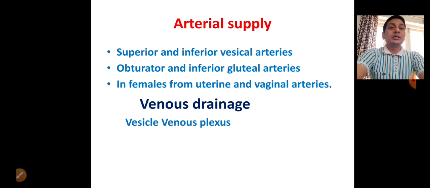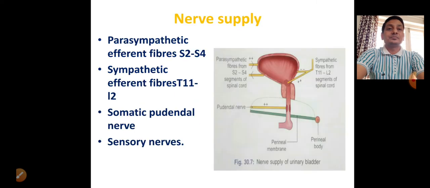Then blood supply: superior and inferior vesical arteries, then obturator and inferior gluteal arteries. In female, also from the uterine branches of the uterine artery and vaginal arteries. Venous drainage is into the vesical venous plexus. These are the arterial supply: the superior and inferior vesical arteries, obturator and inferior gluteal arteries, and in female from uterine and vaginal arteries.